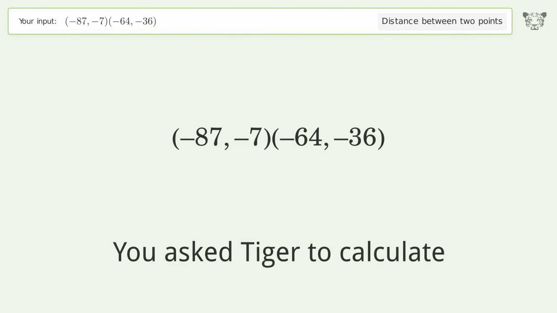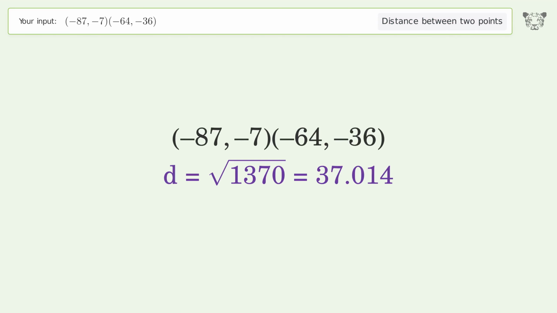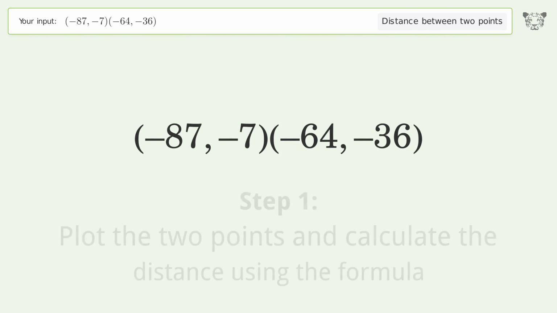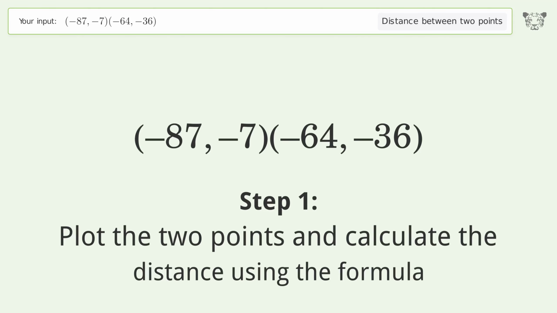You ask Tiger to calculate. This deals with the distance between 2 points. The distance between the 2 points is the square root of 1,370, or 37.014. Let's solve it step by step. Plot the 2 points and calculate the distance using the formula.